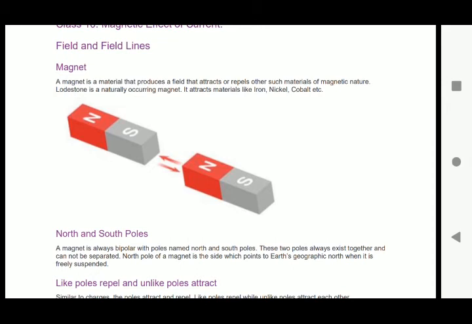A magnet has two poles near to its ends. There is a north pole and a south pole as shown in the figure. The end of a freely suspended magnet which points towards the north direction is called the north pole, and the end which points towards the south direction is called the south pole.